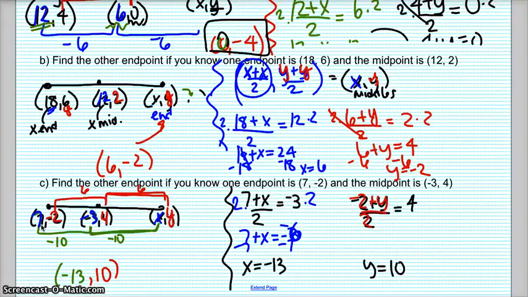Thinking about your y values, your 2 endpoints divided by 2 should equal the middle. And now I have an equation that I can solve. -2 plus y equals 8, plus 2, plus 2 gives me 10. So you have the ordered pair, -13, 10, and you can solve it one of 2 ways. That concludes the video for midpoint formula.